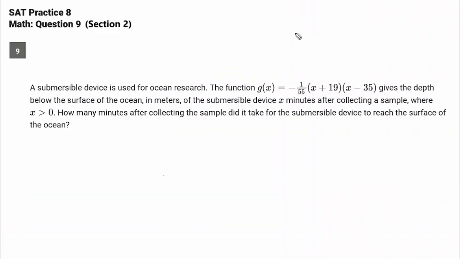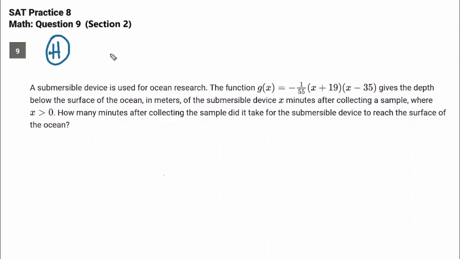We're on SAT Practice Test 8, Math Section 2, Question 9. What's the level of difficulty here? This problem is hard, or I'm calling it hard because it's going to be hard for a lot of people. And it's like so easy that it's hard.